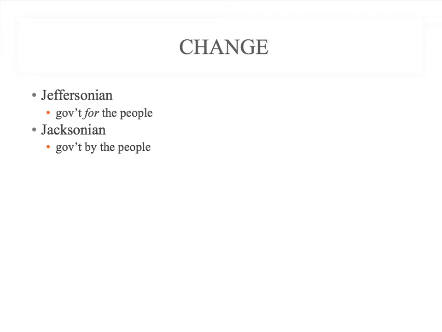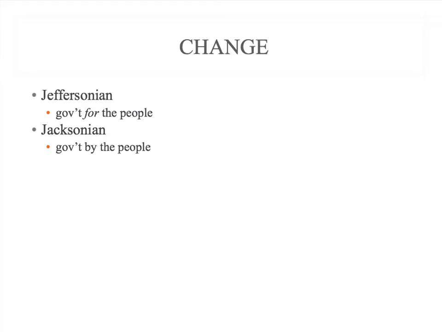Another change that brought about this new democracy is a change in the perception of government. If we go back a little bit to what we've talked about previously, Jeffersonian democracy was seen as government for the people. The government worked for them. Jacksonian democracy, which we're going to talk about during this era, is seen to be government by the people. And part of that is because of the persona and the image that Andrew Jackson had. He was seen as a common man. He was seen as one of the people who was voting.